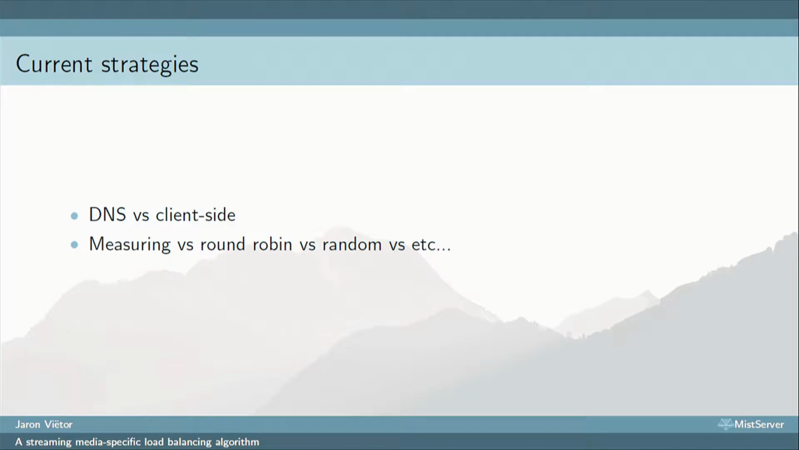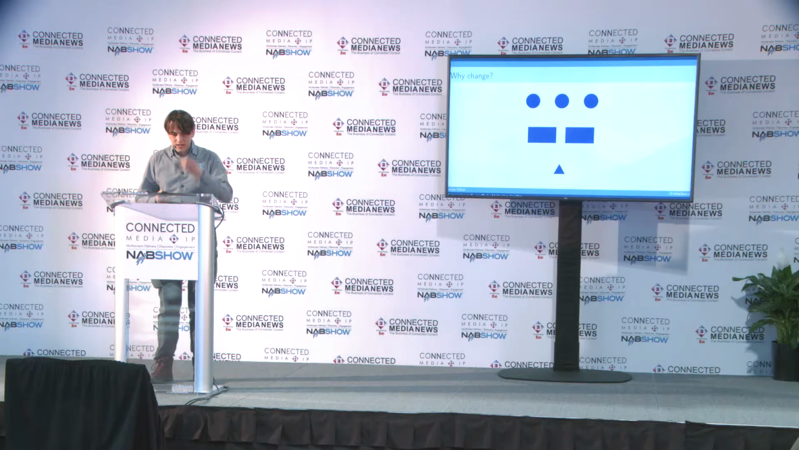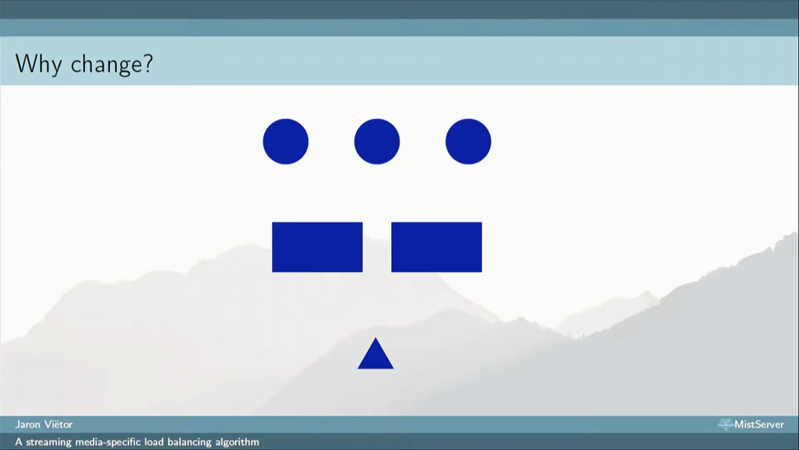Now, techniques to pick a server, both for DNS and for client-side, there are several techniques to pick from, and that's the second item here. You can actually measure the load on a server and send loads to whichever server has the most room, or you could use round robin, where you just go server 1, server 2, server 3, and repeat. Or you can use random assignment or some other technique. Practically everyone has their own favorite flavor or favorite method to load balance. So why would you change the existing load balance techniques, and why specifically for media?